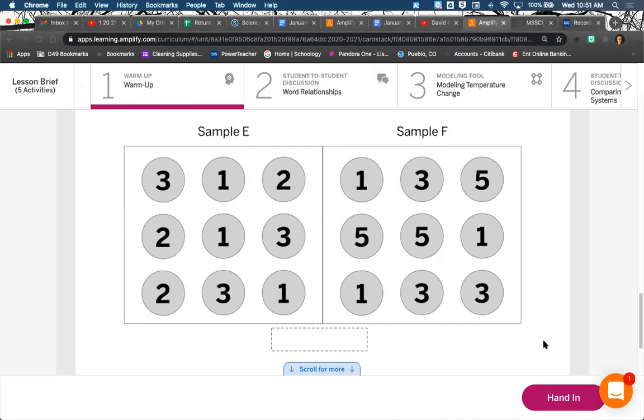Look at sample F. Instead of ones, twos, and threes, we have ones, threes, and fives. There's a lot of fives in here that there aren't in here. I see both have 9 molecules. Well, here's where we do a little bit of math. If we say 3 plus 1 plus 2, we come up with 6. 3 plus 1 is 4, plus 2 is 6. Here's 3 plus 1 plus 2, so that's 6. And here's 3 plus 1 plus 2, so that's 6. Well, there's 6 and 6 and 6. That's 3 times 6. Well, 3 times 6 is 18.